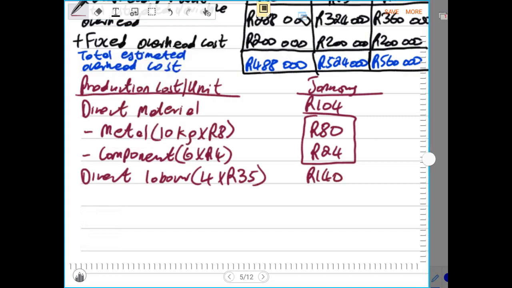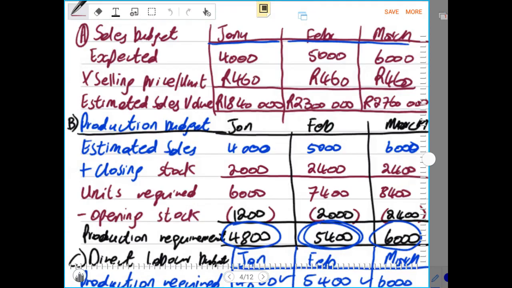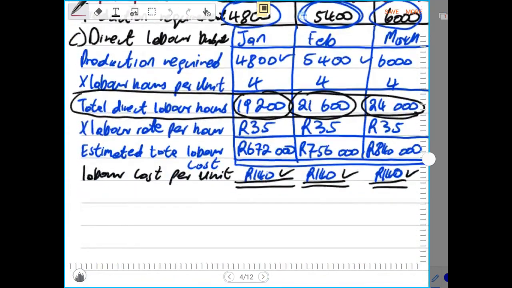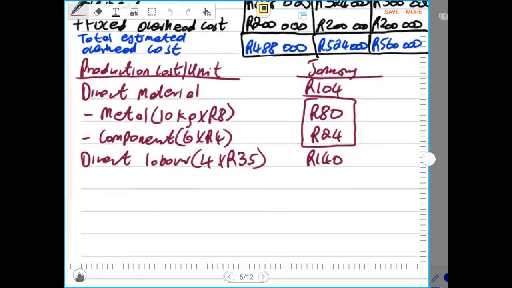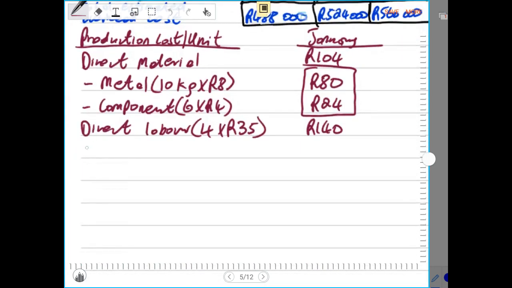Remember that 140 we have already calculated. It was consistent, and the reason is that direct labor cost, the variable cost per unit, remains constant. Then we add our overheads. Our overhead had a fixed part and a variable part, so we first record the variable part.